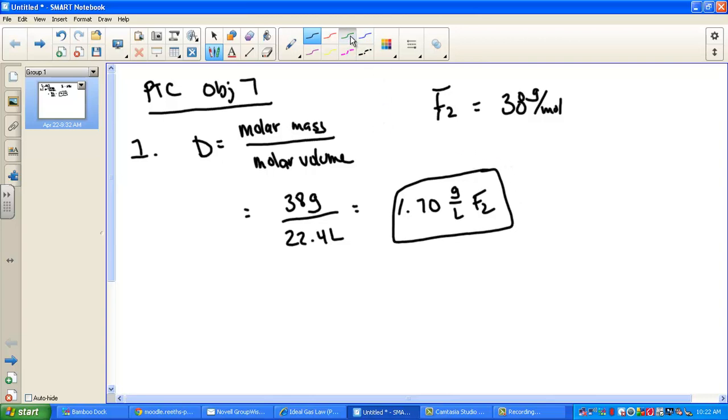Now remember, this formula only works at STP. If you are in other, non-standard conditions, the density formula is in a previous objective and involves the ideal gas law. So just a reminder, this works at STP.